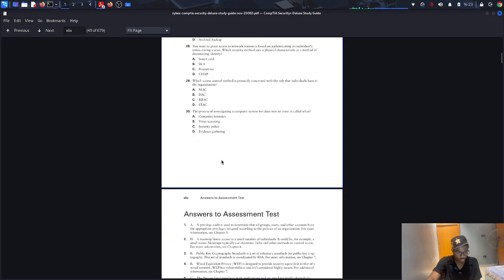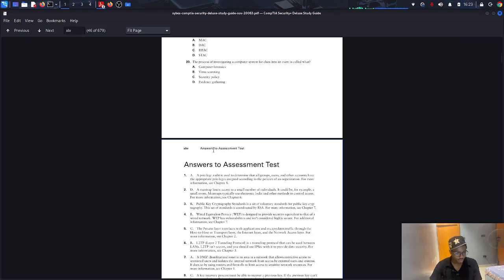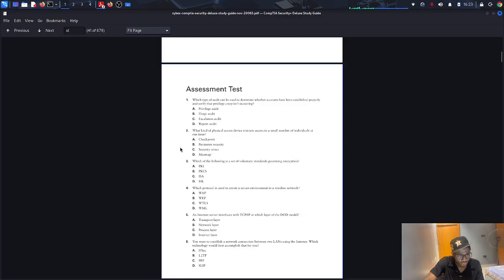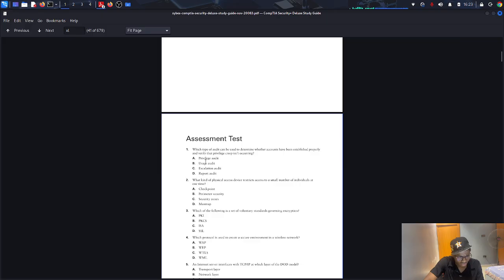So let's see how correct or wrong we are. So number one, we already failed number one. The answer is A. Which type of audit can be used to determine whether accounts have been established properly and verify that privilege creep isn't occurring? A. Privilege audits. Wow. Well, I feel that one.